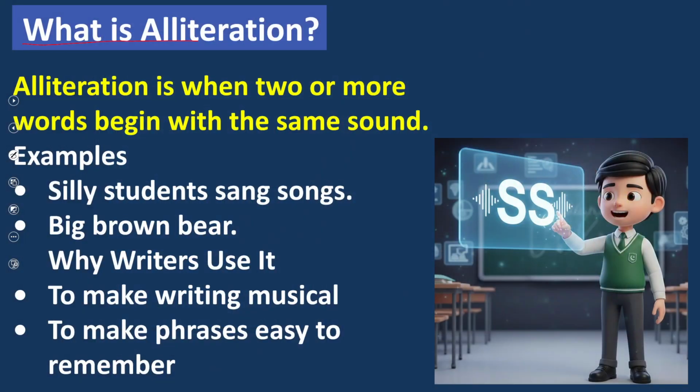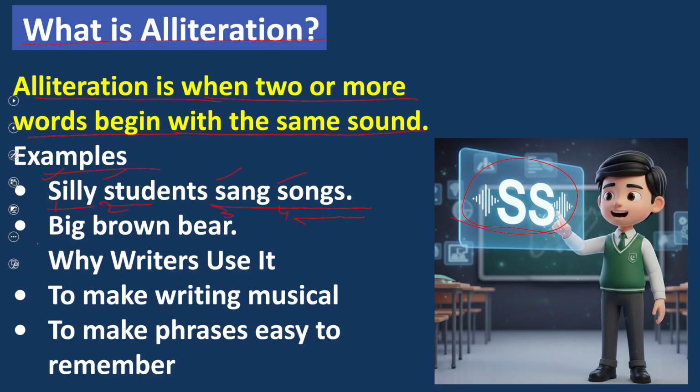What is alliteration? Alliteration is when two or more words begin with the same sound in a sentence. Look at the example: Silly students sang songs. First, second, third, fourth: this sentence has four words and all four have the same sound. This is called alliteration. If most of the words in a sentence give the same sound, such a quality is called alliteration.